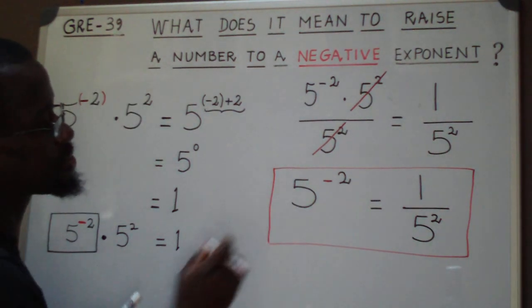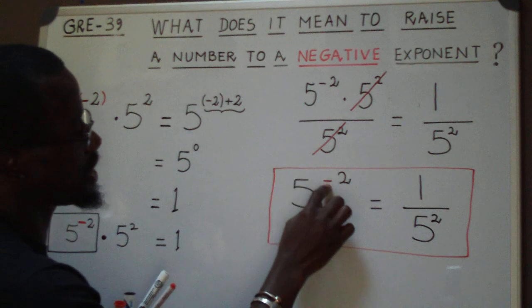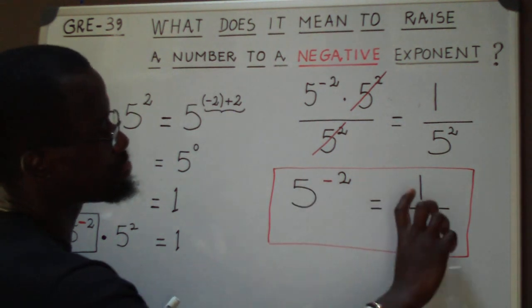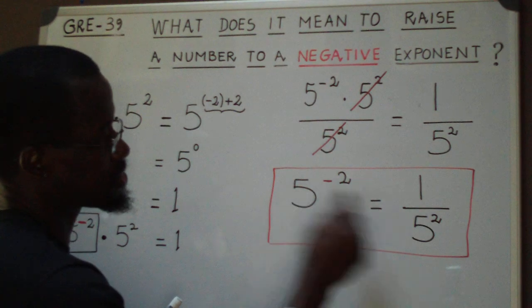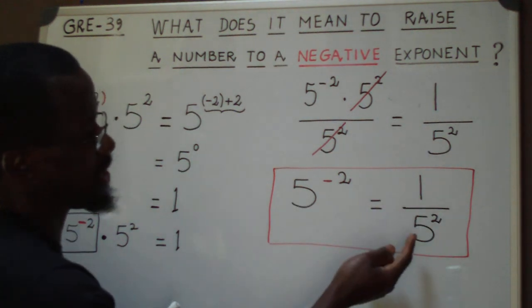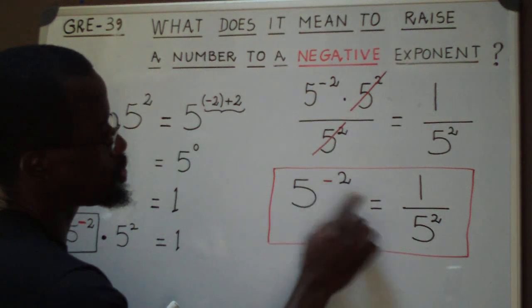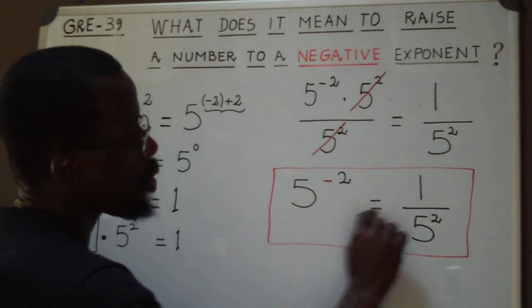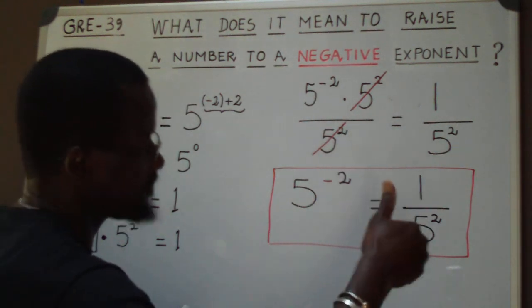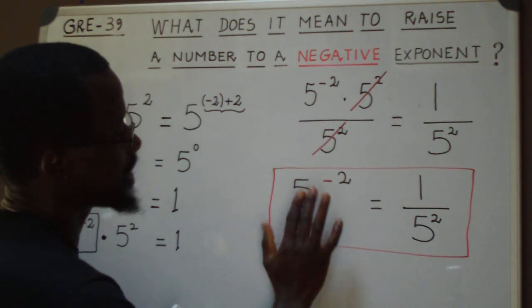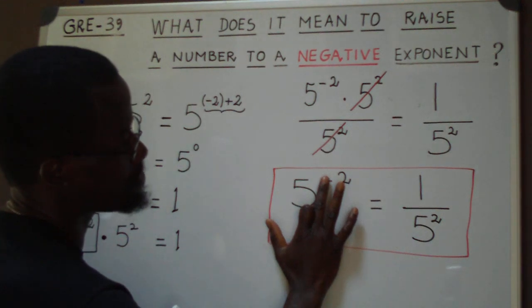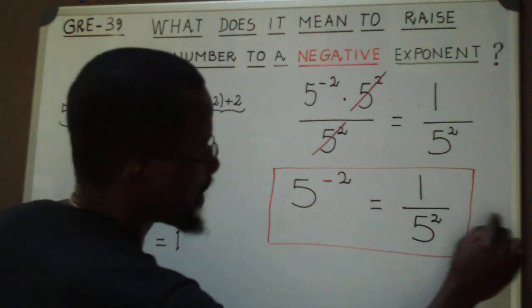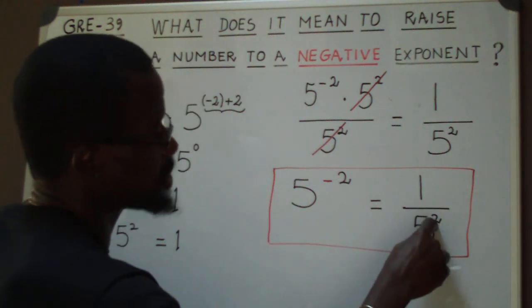Okay, what does this mean? It means if you are to raise a number to a negative exponent, all you have to do is to take the reciprocal of the base raised to the positive exponent. So you see, 5 to the exponent negative 2 is equal to 1 over, you see, the inverse of whatever you get if you forget about the negative exponent. So 5 to the exponent negative 2 is 1 divided by 5 to the exponent positive 2.